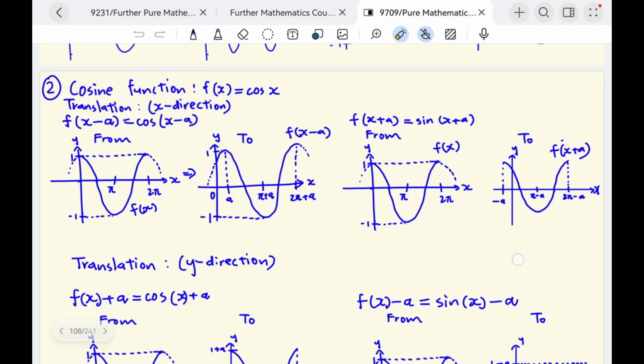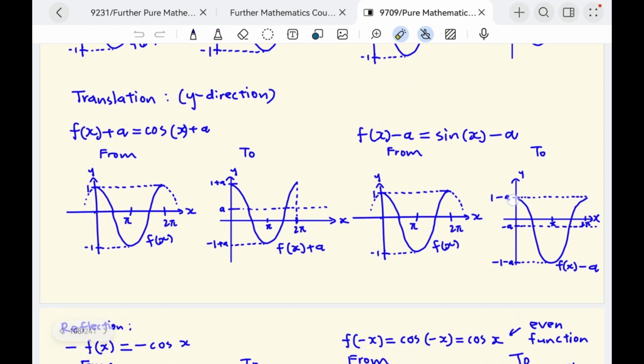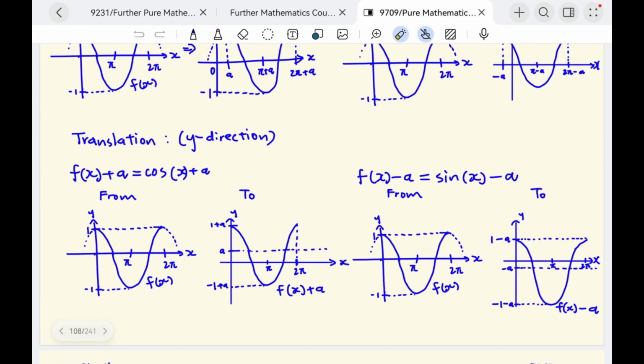Are all valid for all functions or any functions? Okay? So for the translation in the y direction for the cosine functions, if you add a, it moves upwards by a units. Otherwise, it moves downwards by a units. Okay?